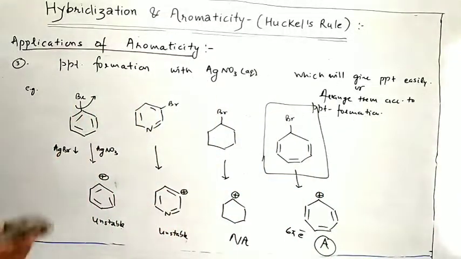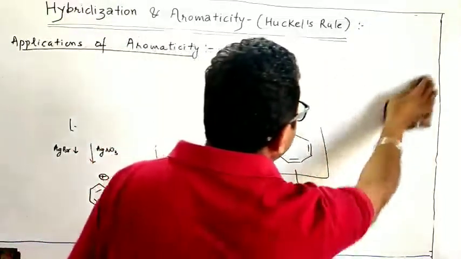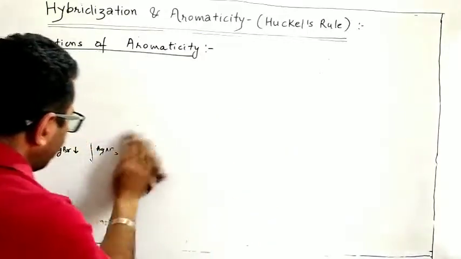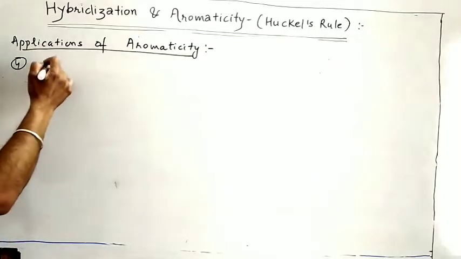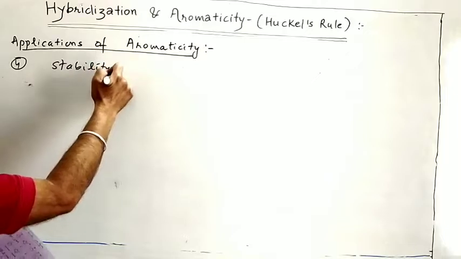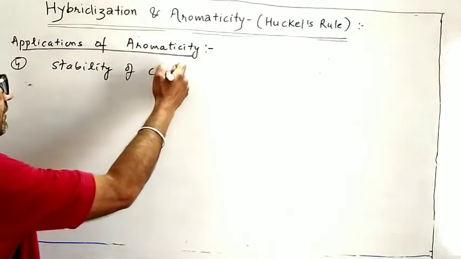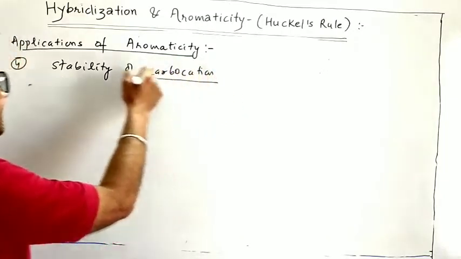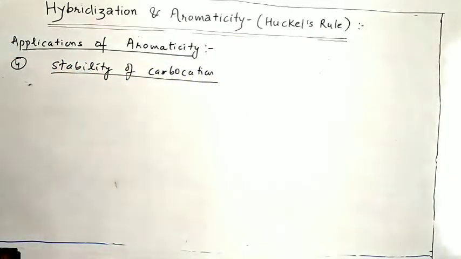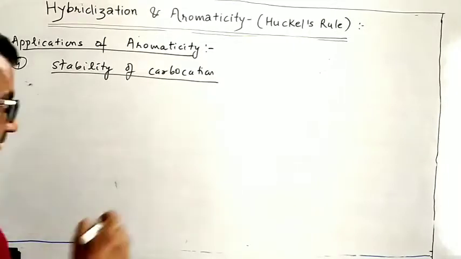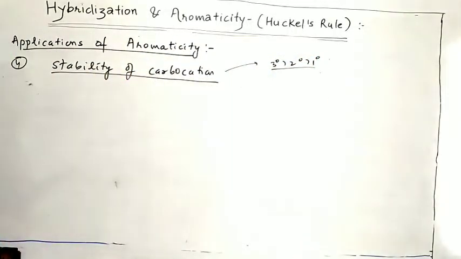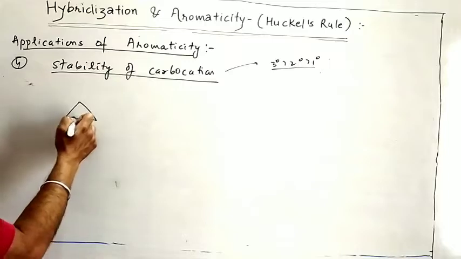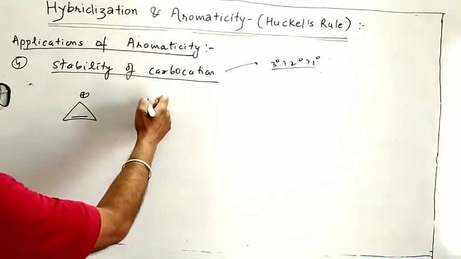Then next question, fourth application. In the fourth application we will discuss carbocation stability. In general, stability of carbocation depends upon the inductive effect. We explained that in general, a 3 degree carbocation is more stable than 2 degree and 1 degree. This is explained on the basis of inductive effect. But when such types of carbocations are given, we can use the concept of aromaticity.